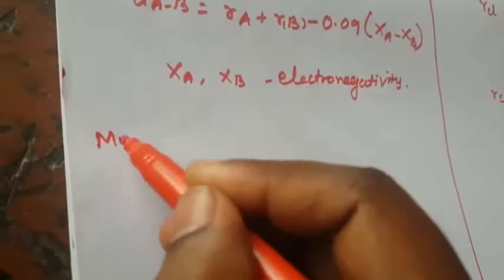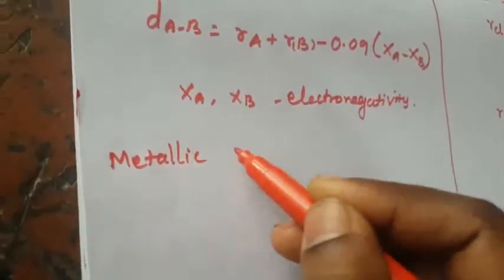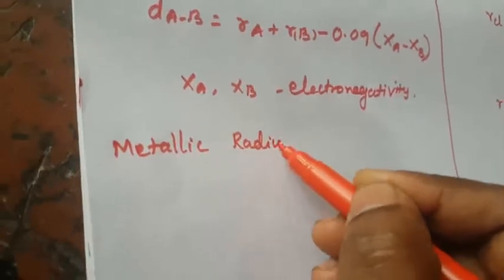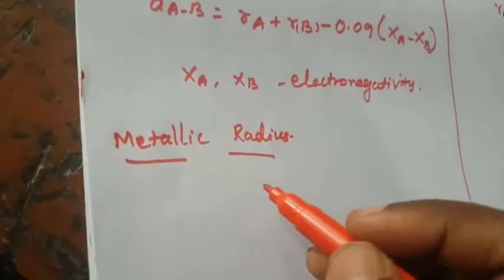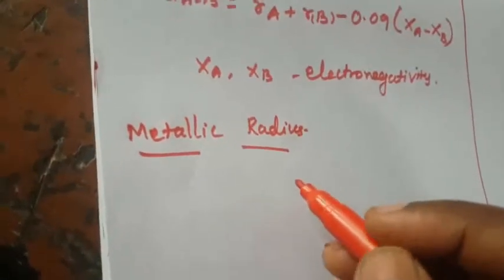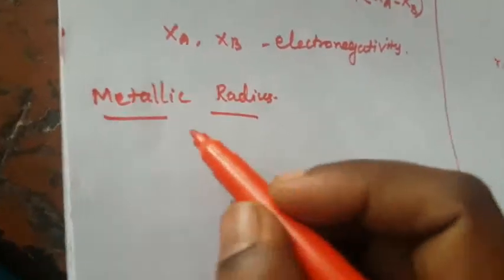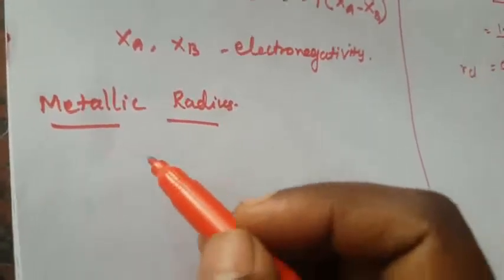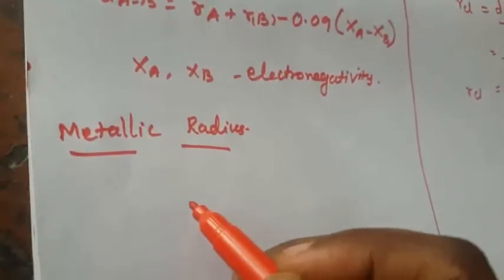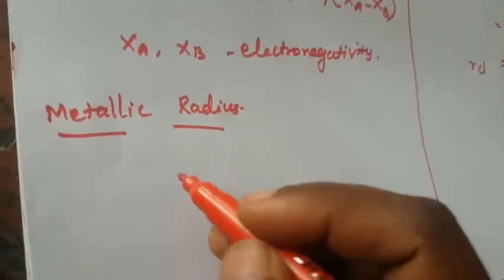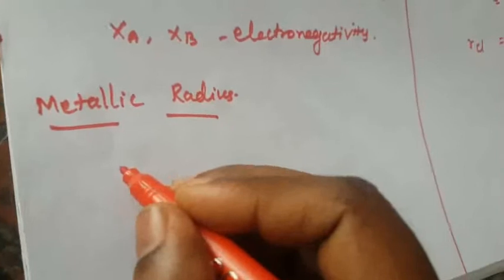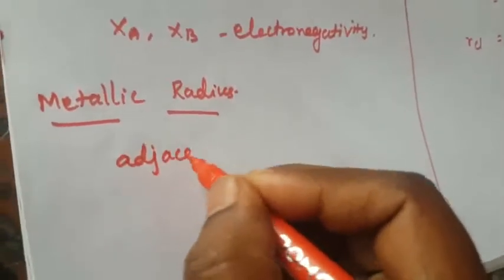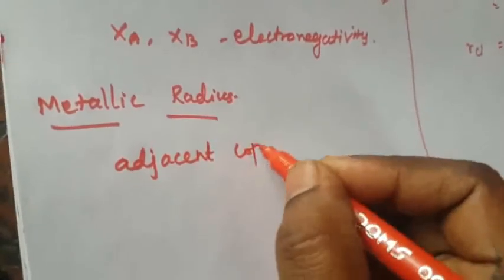What is meant by metallic radius? The distance between two metals. It is half of the distance between two adjacent metal atoms in the closely packed metal lattice. So that is the internuclear distance between the two metal atoms, for example the distance between adjacent copper atoms in solid copper.